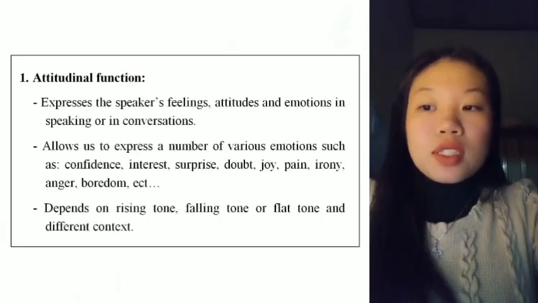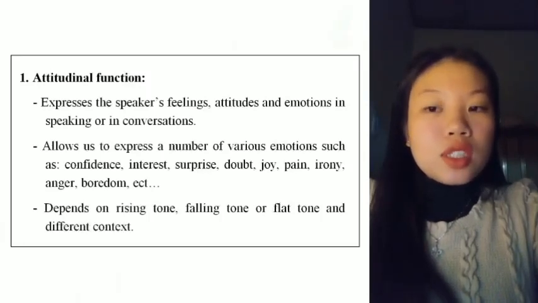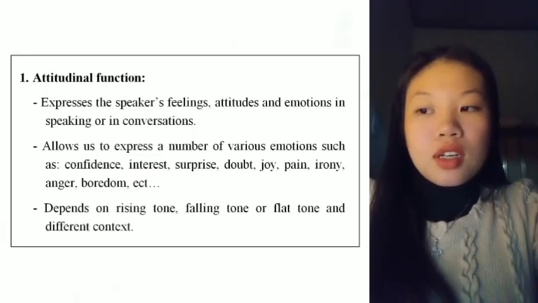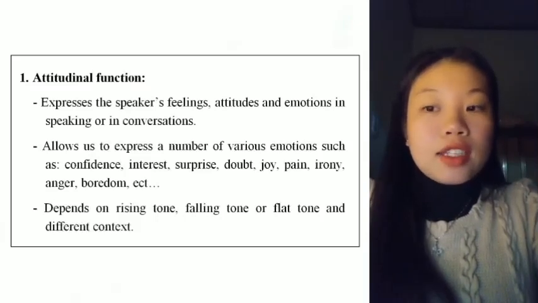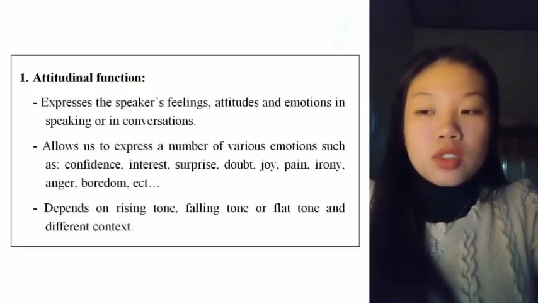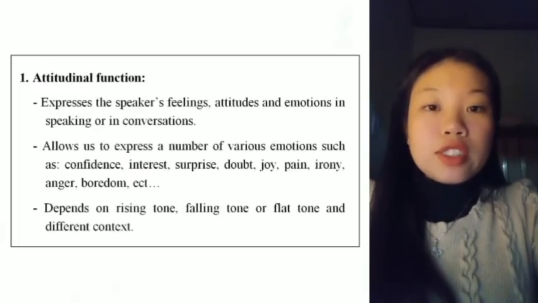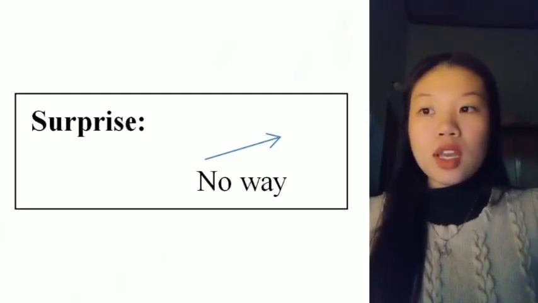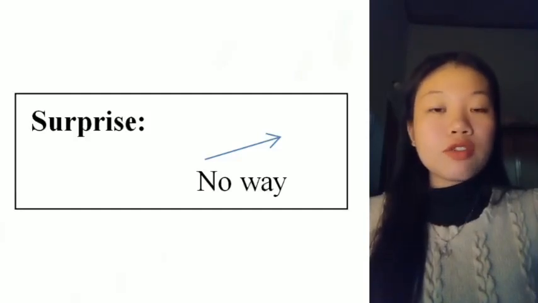Attitudinal function expresses the speaker's feelings, attitudes, and emotions in speaking and in conversation. It allows us to express a number of various emotions such as confidence, interest, surprise, doubt, joy, pain, irony, anger, and boredom. It depends on rising tone, falling tone, or flat tone and different contexts. This example will help you better visualize the function. The words "no way" in different contexts with different tones will give the listener different emotions.